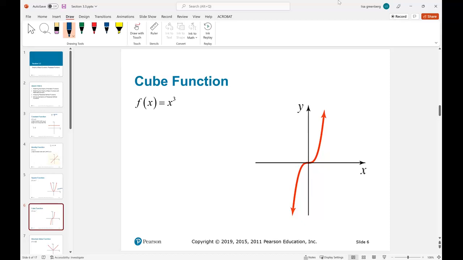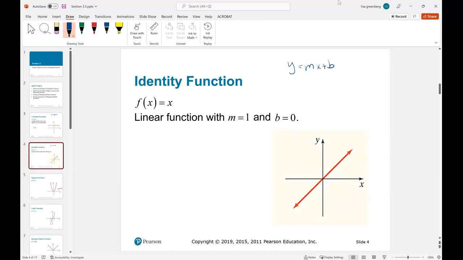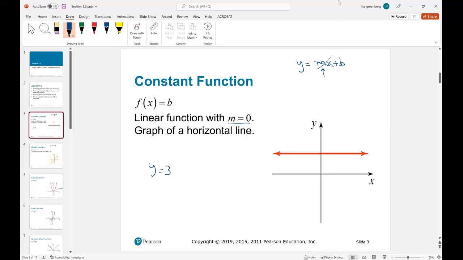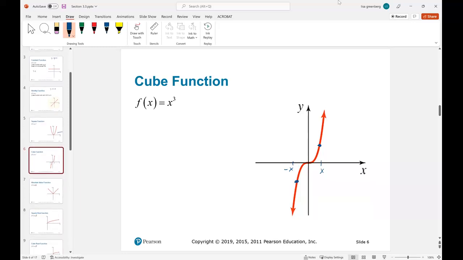Cubic functions, x cubed always looks like this. It's an odd function: if you plug in a value here, whatever that x is, you have a matching one on the other side, with the opposite sign. Cubic functions are odd, and actually, I should say the squared function is even, because it's symmetric around the y-axis, while the cubic is not, so it is an odd function. This is what a cubic function looks like. If you want to graph x cubed, it looks like that.